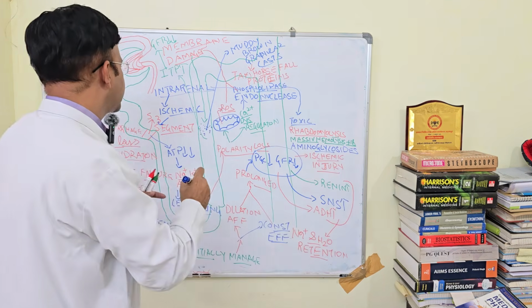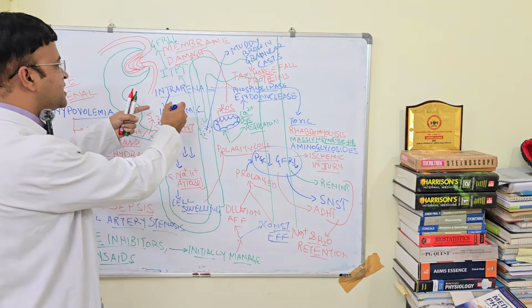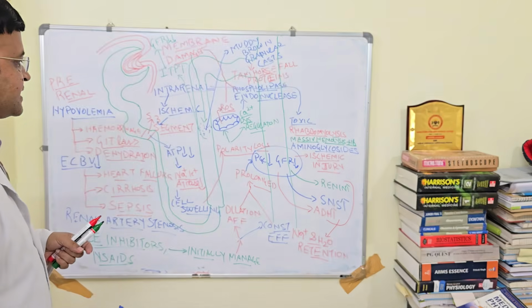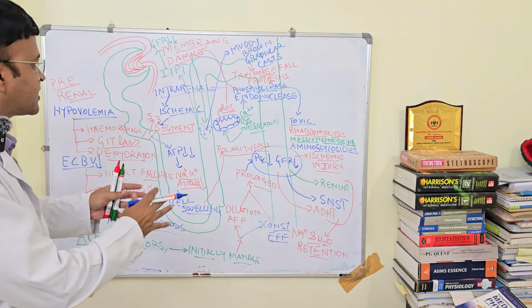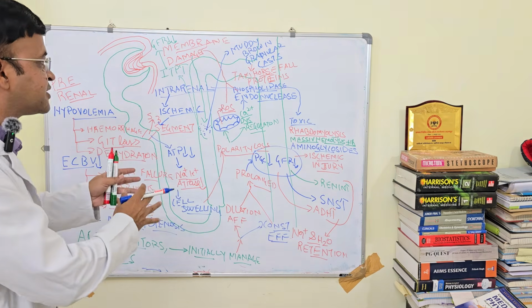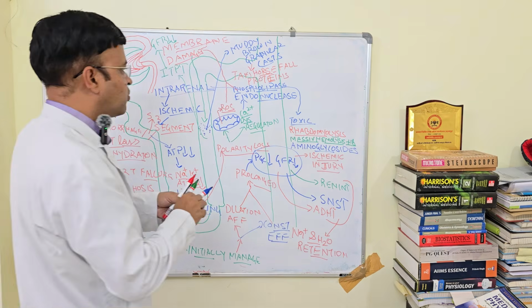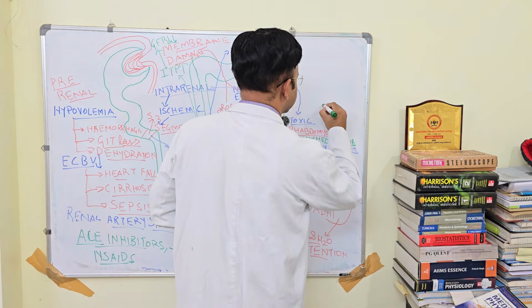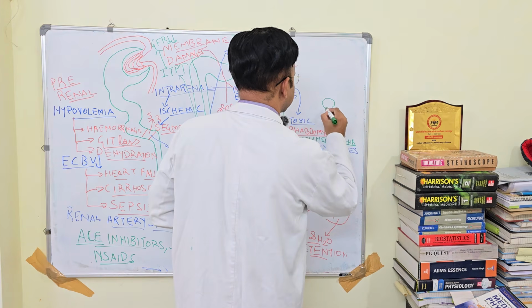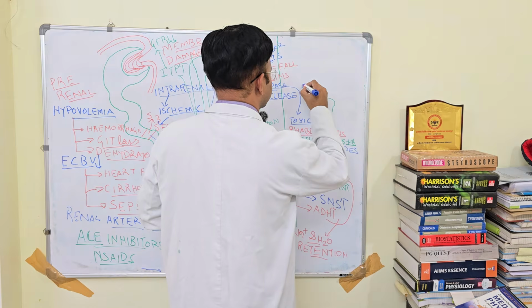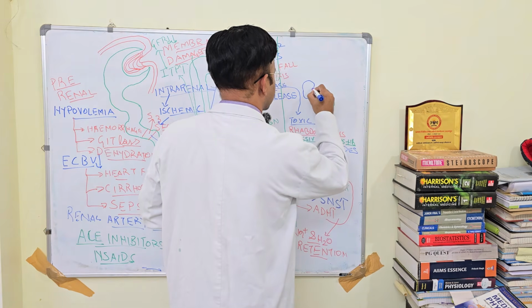So intrarenal has two varieties, ischemic and toxic. But apart from that, there is one very important variety of acute renal failure, that is post-renal. Now what goes wrong in post-renal? Let's draw our bladder over here, and our kidneys.